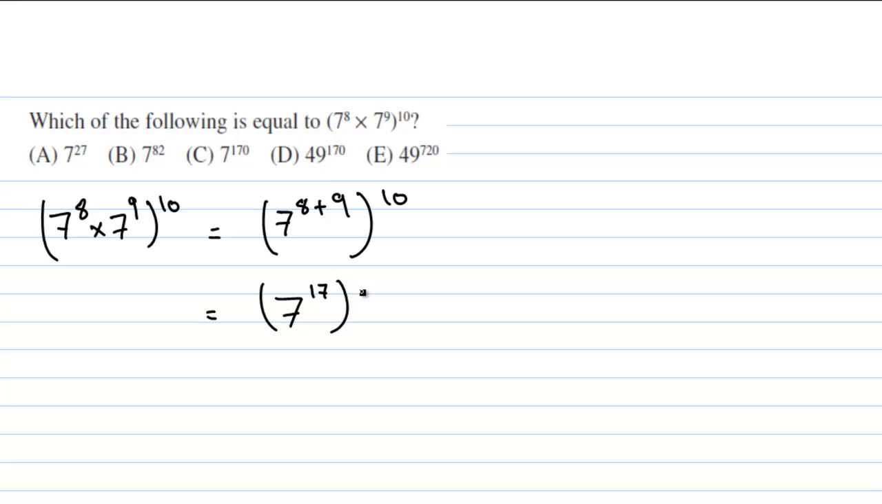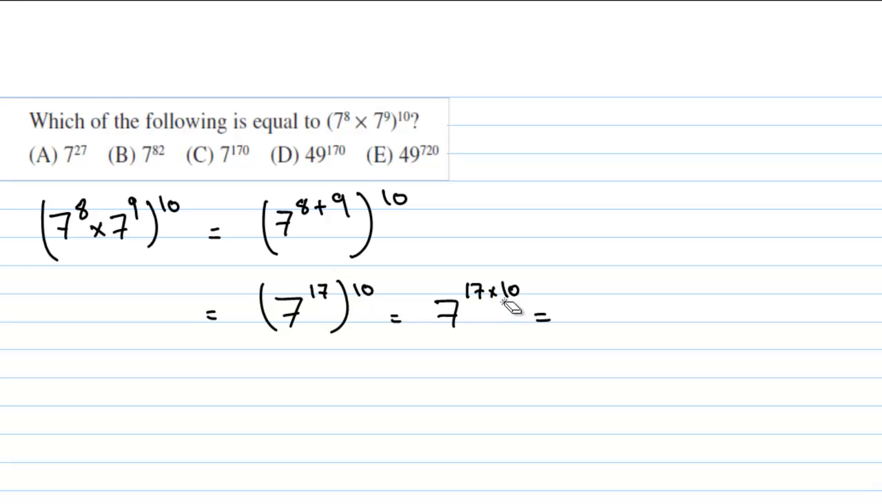So we have 7 to the power 17, all raised to the power 10. Now, which rule should we use? It's very simple. If you check the rules, you will see that this is a power of a power. This is rule number 3. And for rule number 3, what do we do? Very simple. We just remove the brackets and multiply the powers. So it's going to be 17 times 10.